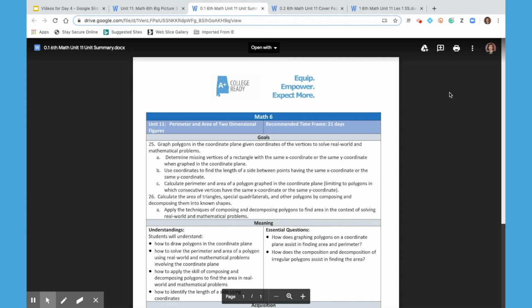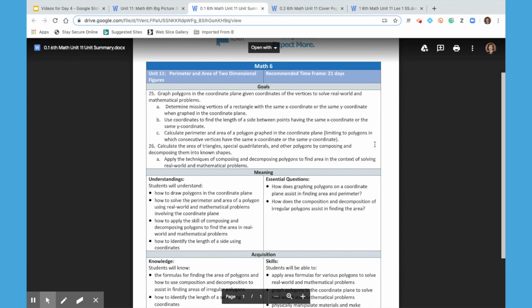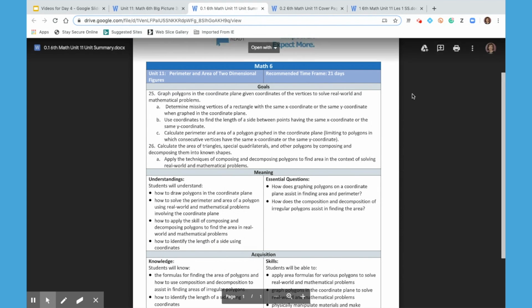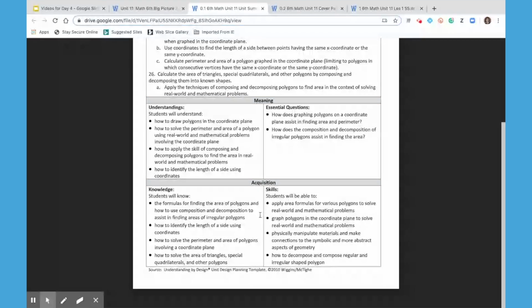Now the UBD has the goals. This particular unit is perimeter and area of 2-dimensional figures. So this is your 2-dimensional figures of geometry. Unit 12 will be your 3-dimensional figures. The time frame is 21 days. Then it has what the students will be understanding, the essential questions, knowledge, and skills. So if you'd like to pause the video and read through that.